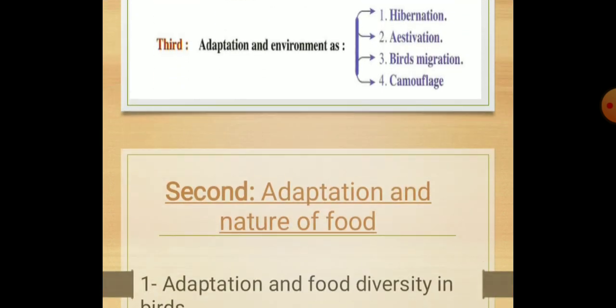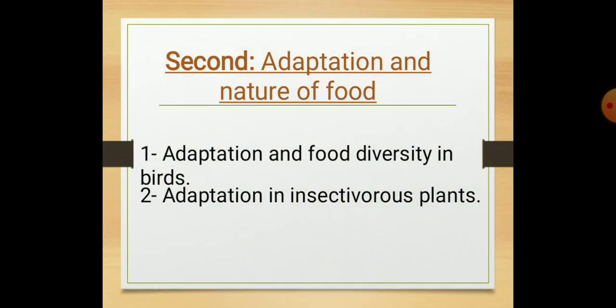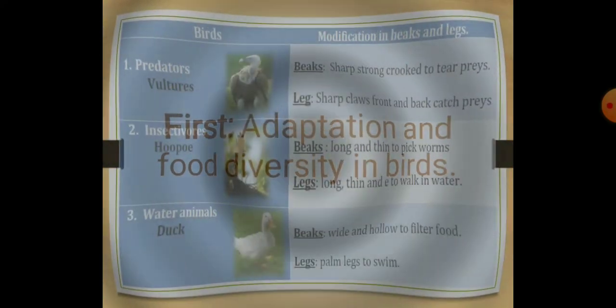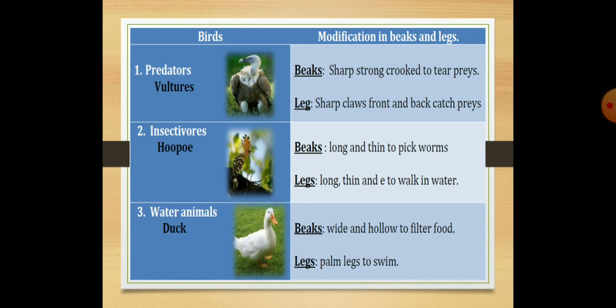Okay, now we are going to talk about adaptation and the nature of food. First, we will start with adaptation and food diversity in birds, and number two, adaptation in insectivorous plants. So, start with adaptation and food diversity in birds. The following table shows the types of beaks and legs, which are adapted to the type of food, the way of movement, and the environmental conditions.